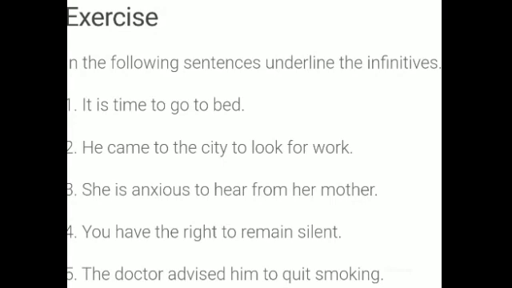Fourth sentence, you have the right to remain silent. The answer is to remain. The doctor advised him to quit smoking. The answer is to quit. Keep reading for infinitive examples in different sentences and practice.